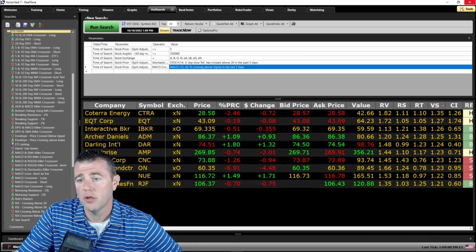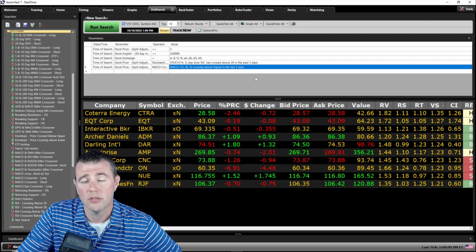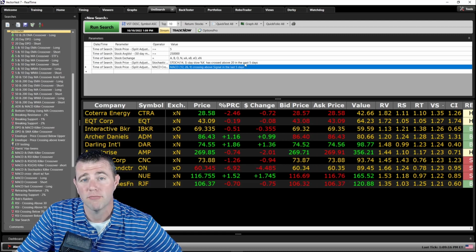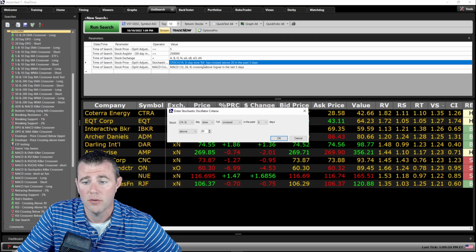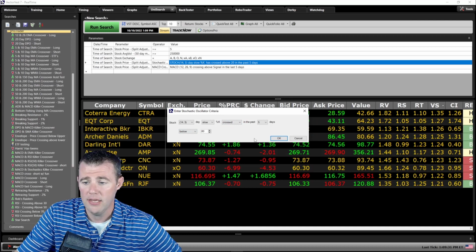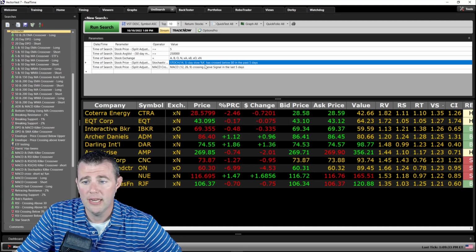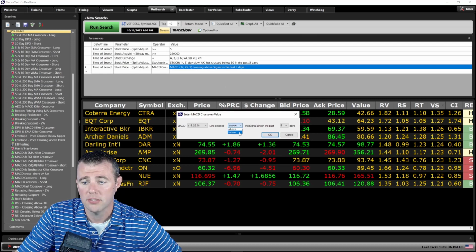Now, the beauty of using the VectorVest Unisearch tool is just as we showed the oversold indicators and looking for a stock to take advantage of to the upside, all we have to do is flip these parameters around and we can look for stocks to take advantage of to the downside now. So if we go back and customize the value here for the stochastics, we can say it is crossed below, and then we can say that level of 80. And then the MACD, we can go here and say crossed below the signal line in the past 5 days.